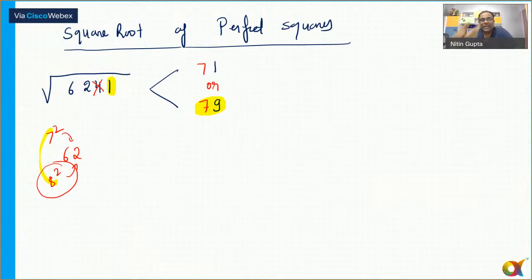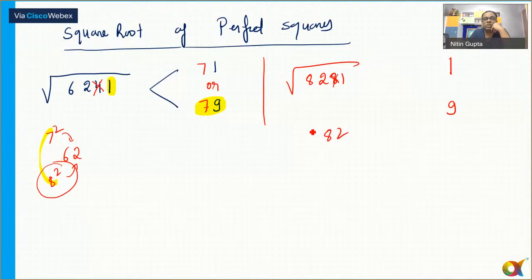Okay. Let me take another example. I'll take lots of examples. For example, if I say I need to calculate the square root of 8281. Okay. So again, the last digit is 1. So take the square root of 1. Square root of 1 is 1. And its complement is equal to 9. Neglect 81. Now we are left with 82.